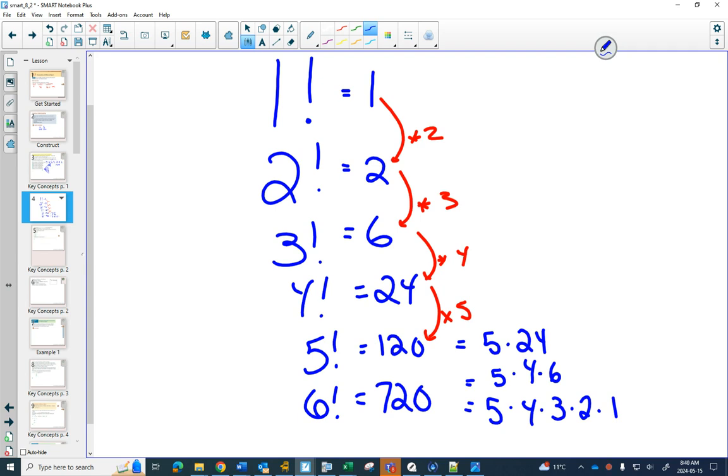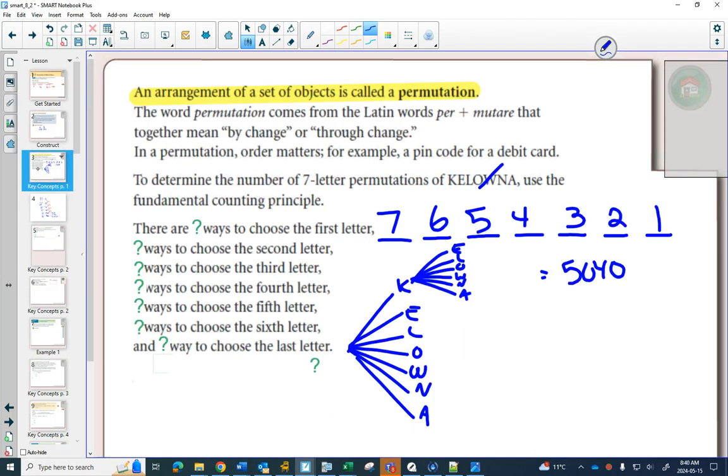And the reason that this is an important notation is because in permutations, we're counting things like Kelowna. You have 7 spaces. Your numbers go down by 1 each time. Be nice to write this in a shorter form. And it happens enough in mathematics that they created this notation. So the next thing I want you to do is type this into your calculator and tell me what it is. You're going to have to find the exclamation button on your calculator. Already, there it is. It's a big number already.